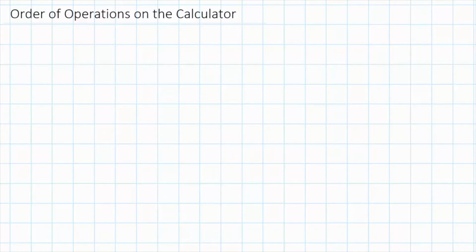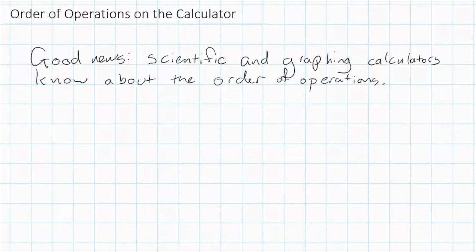Alright, suppose that you wanted to do some long, complicated computation involving several operations on a calculator. Well, good news. Scientific and graphing calculators know about the order of operations. So, for example, suppose that we wanted to work out what this expression is.